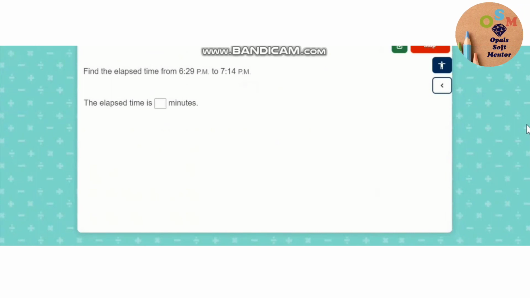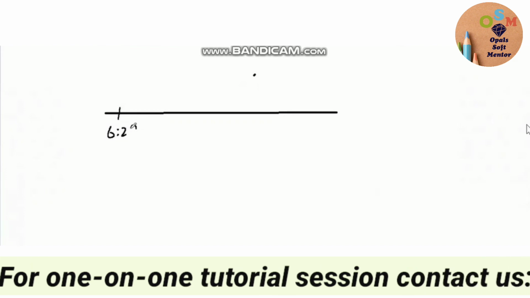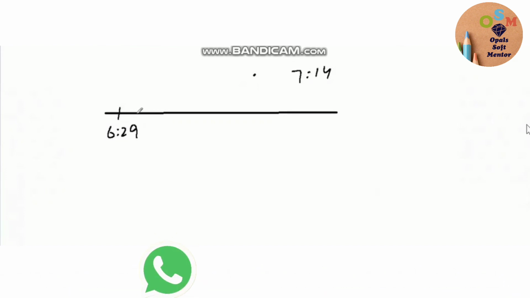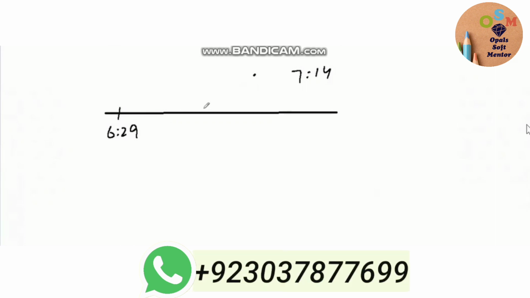Yes, we have 6:29 to 7:14. Yes, we draw first the number line. Let's draw the starting time 6:29. First we get to our next hour. So 6:29 to the next hour, which is 7 o'clock.